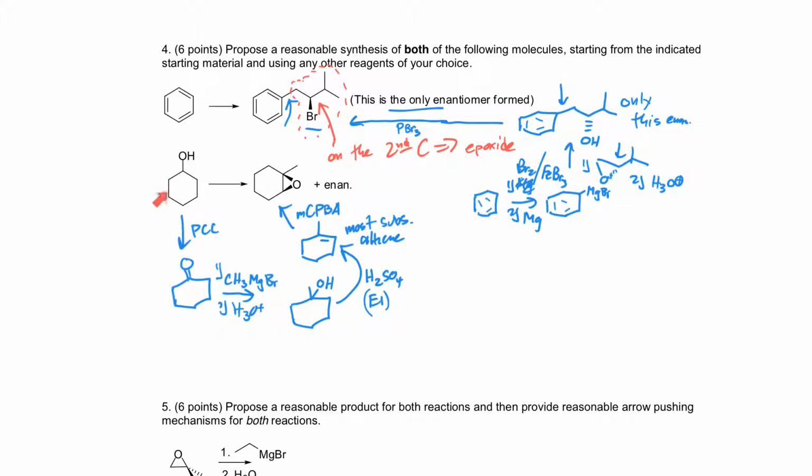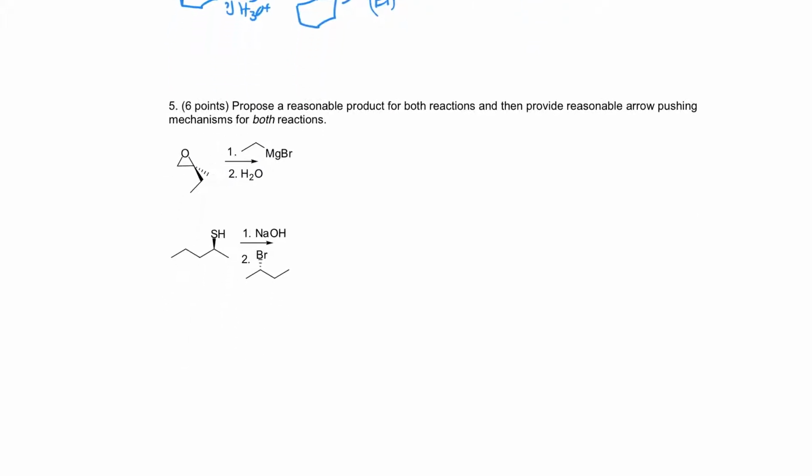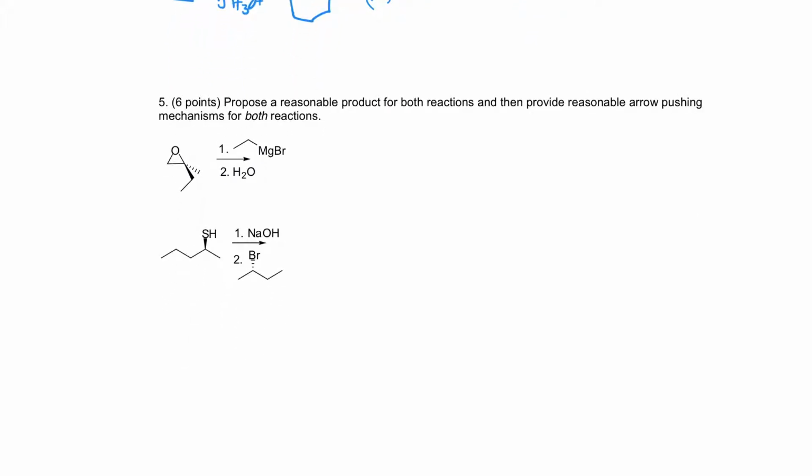So we start this off oxidizing the alcohol to the ketone, then we add a carbon, a methyl Grignard, to get to a tertiary alcohol. We can eliminate to make an alkene, and then we can turn that alkene into an epoxide with MCPBA. On to question number 5. We're asked to propose a reasonable product for both reactions and then also an arrow pushing mechanism.